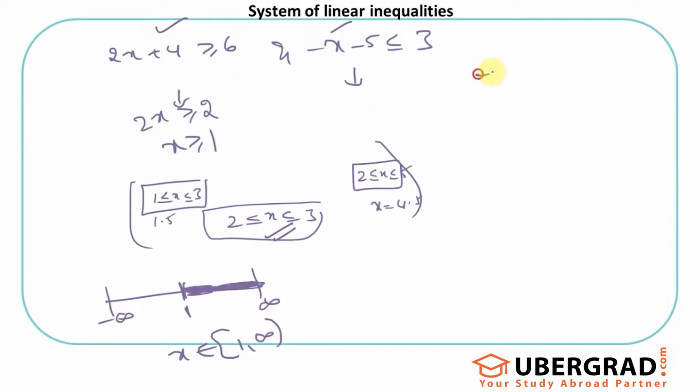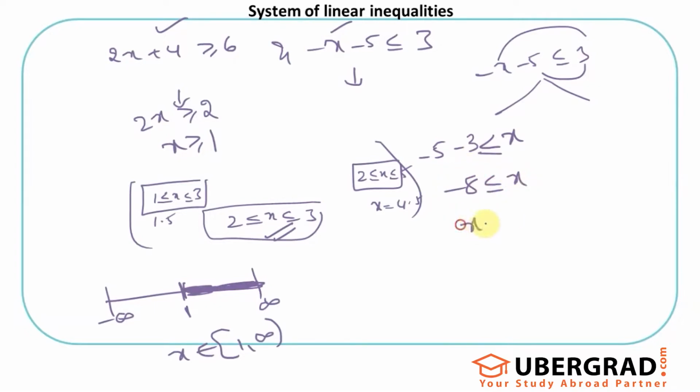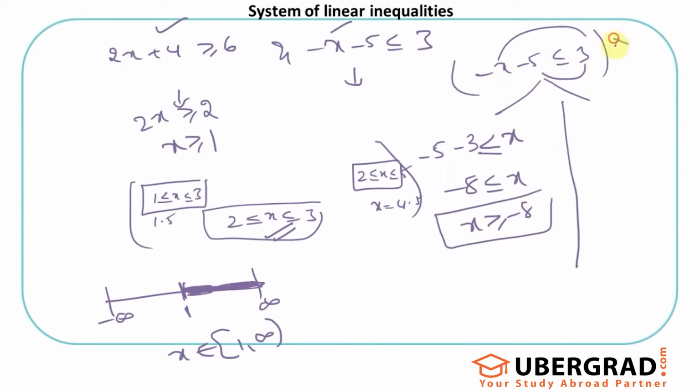x minus 5 is less than or equal to 3. There are two ways to do this. One way is how we normally change everything, right? So send this to this side. So minus x goes there, it becomes x positive. Minus 5, 3 comes here, plus 3 becomes minus 3. So that is basically minus 8 is less than or equal to x, or x is greater than or equal to minus 8.